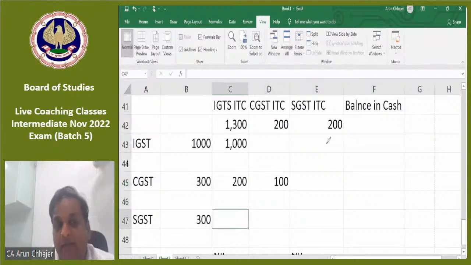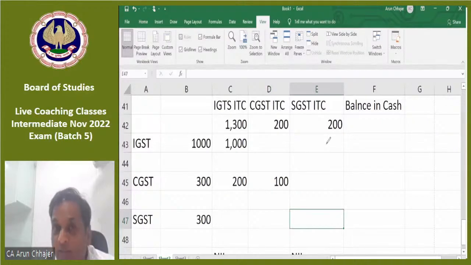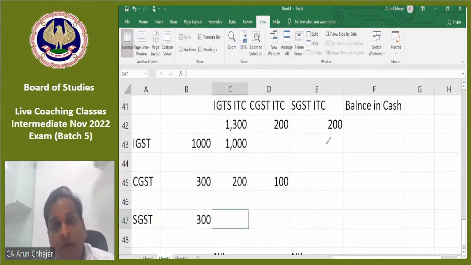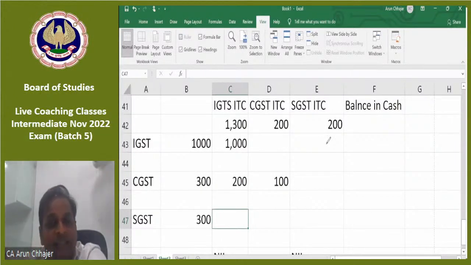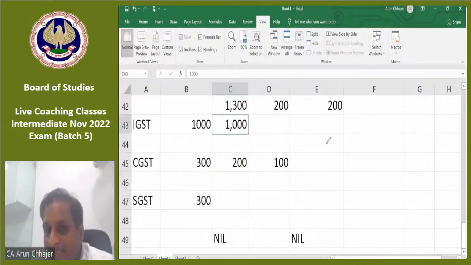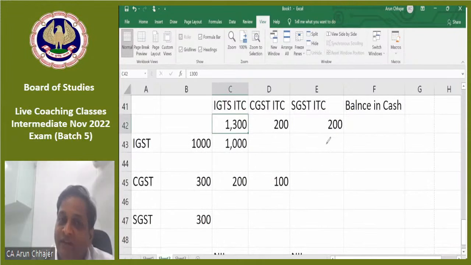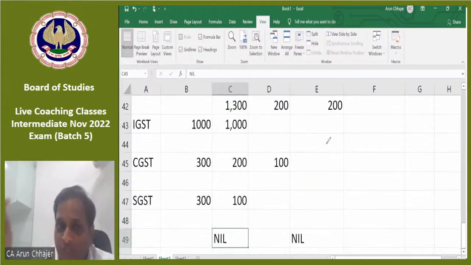Now a similar pattern: S needs 300. Can they take directly from S? No. Then what to do? They have to take from I, so that I becomes 0, and then they can go to their own ITC for discharging the liability. Now I has 1300. It has given 1000 to I, 200 to C, then the balance 100 given to S. Whether the balance becomes 0: 1300 minus 1000 minus 200 minus 100, yes, it becomes 0.